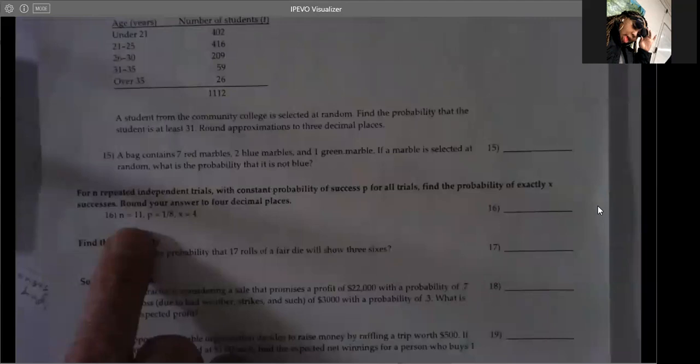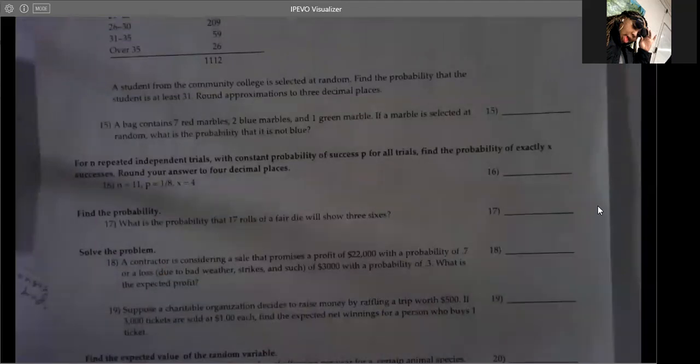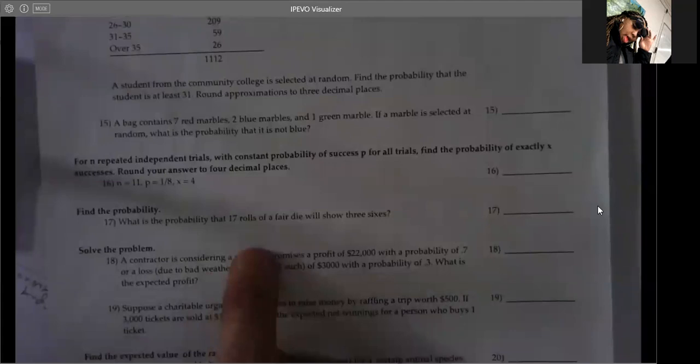So that's where you have to use the combination with P and Q. Do you need to see that one? No, sir. Okay. 17 is also, let's see, 17. What is the probability of rolling 3 sixes on the 17th die roll? Again, that's binomial probability. Okay. We need to see that one. We'll go ahead and do that one.